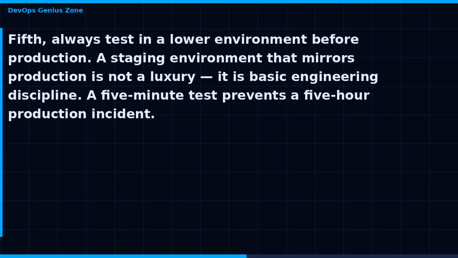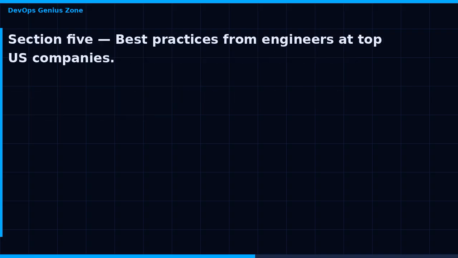Section 5, Best Practices from Engineers at Top U.S. Companies. These are the practices used at companies like Google, Netflix, Stripe, and Airbnb that most tutorials and courses never cover. Principle of least privilege everywhere.